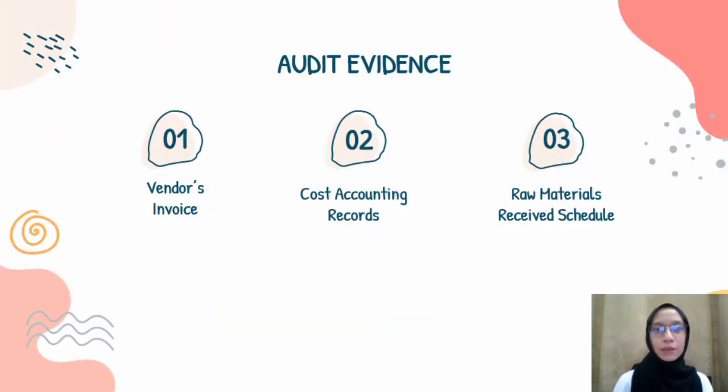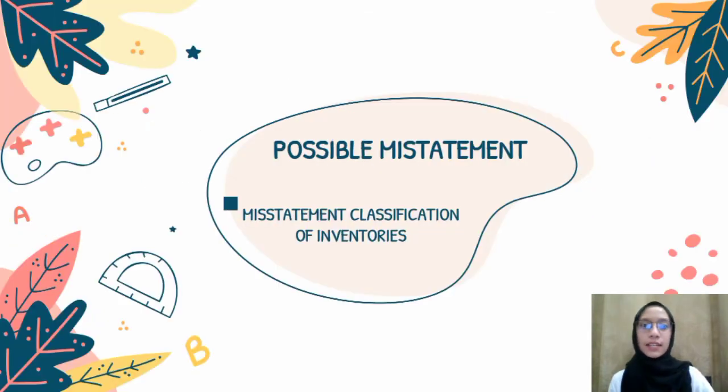We have three types of audit evidence for classification, which is the first one is vendor's invoice, cost accounting records, and the last one is raw materials receipt schedule. The last part that we will discuss is possible misstatement. It is misstatement classification of inventories. This means that although the auditor has done all the tests, it is still possible for some inventories to be wrongly classified, especially for big companies that have a large amount of inventories.